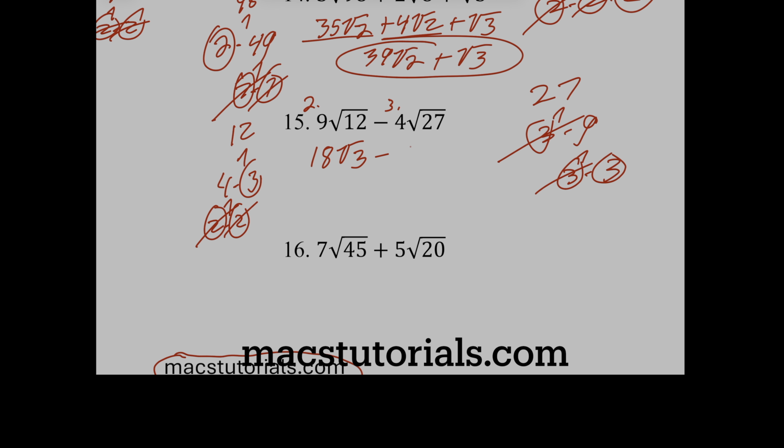Don't forget, if there's a number already out, you do have to times it by it. So even though you pulled out a number, you still got some multiplication to do. 18 minus 12 is going to be 6, and I'm left with a root 3, and I'm done.